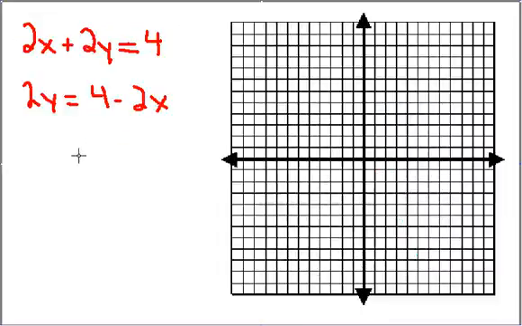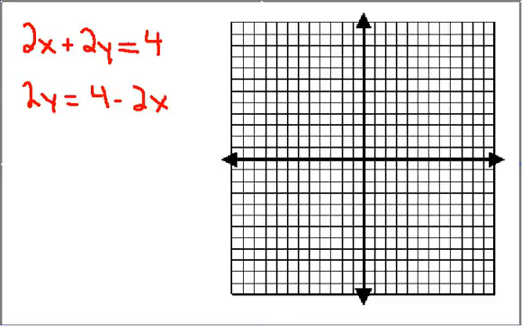Next here, let's take a look at two more equations. We have 2x plus 2y equals 4, and we have 2y equals 4 minus 2x. Well, let's go ahead here and start plotting some points and see what we get. If x is 0, y is going to be 2, because 2 times 0 is 0, 2 times 2 is 4, 0 plus 4 does equal 4. So when x is 0, y is 2.